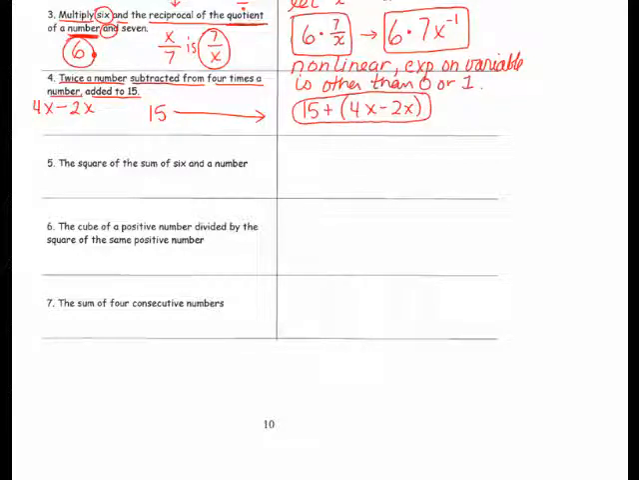You can simplify it if you'd like, and that would give us 15 plus 2x. So is it linear or nonlinear? Take a look at your variable x, and what would the exponent be? It is an invisible 1, so this would be a linear expression. It would result in a line on a graph. Pause the video and complete problem 5.